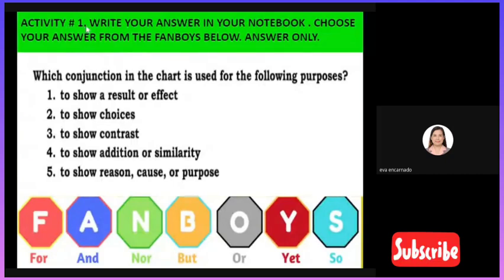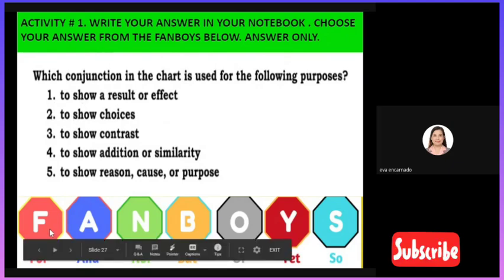Activity number 1, write your answer in your notebook. Choose your answer from the Fanboys below. Answer only. Which conjunction in the chart is used for the following purposes? Number 1, to show a result or effect. Anong gagamitin? Is it for? Is it and? Is it nor? Okay, you just choose your answer there.